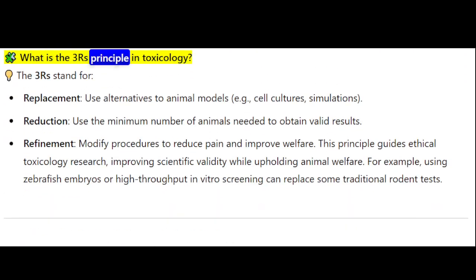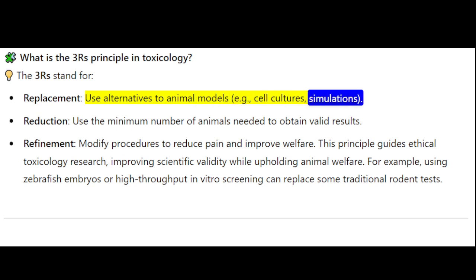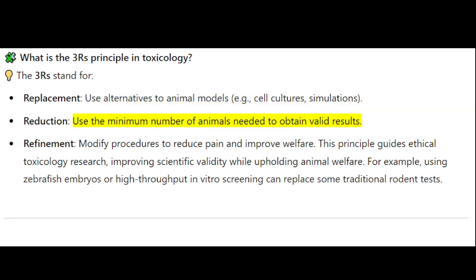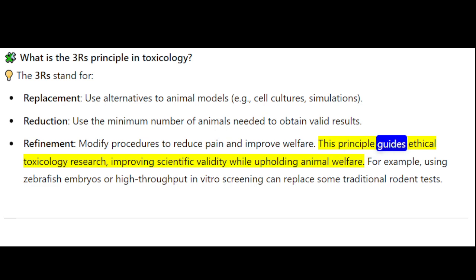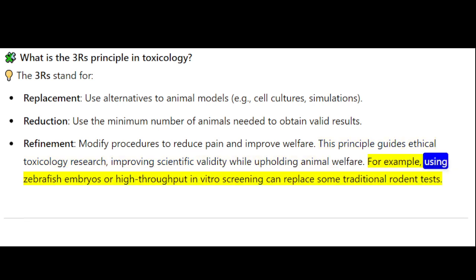What is the 3 R's principle in toxicology? The 3 R's stand for replacement: use alternatives to animal models, for example, cell cultures, simulations. Reduction: use the minimum number of animals needed to obtain valid results. Refinement: modify procedures to reduce pain and improve welfare. This principle guides ethical toxicology research, improving scientific validity while upholding animal welfare. For example, using zebrafish embryos or high-throughput in vitro screening can replace some traditional rodent tests.